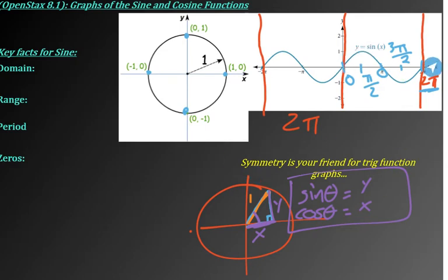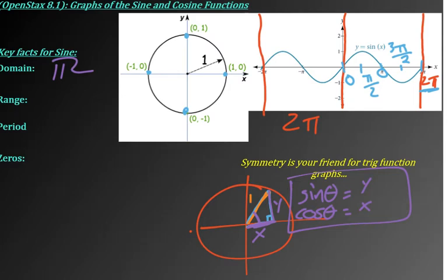Like, if you do one, then you could just duplicate the graph further over here or go this way and just keep going, right? And that's basically how we do it. So the key facts are the domain is all reals. There are no issues at all with any angle. You can take the sine of any angle you want.